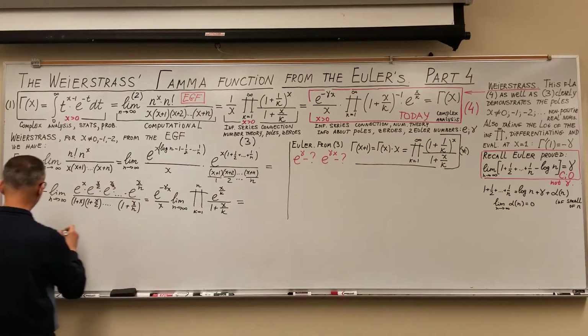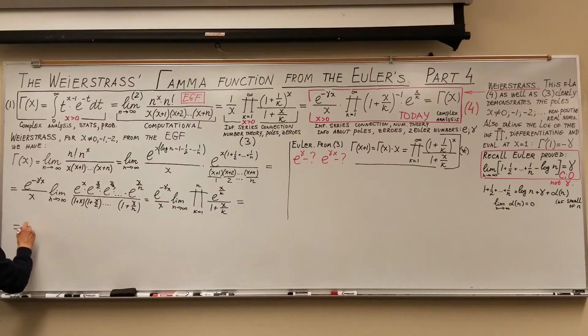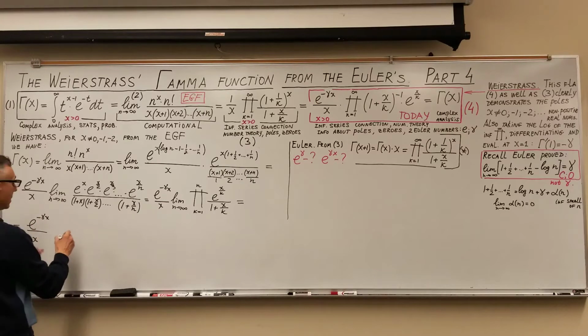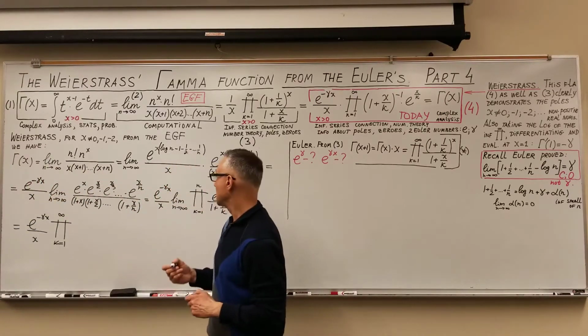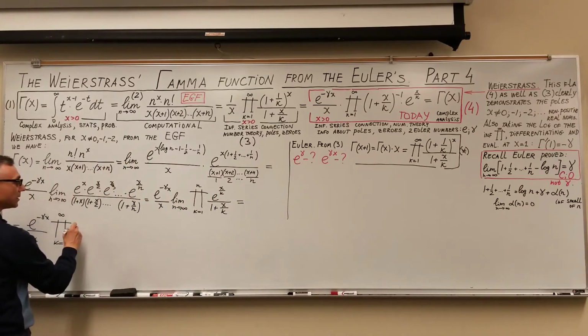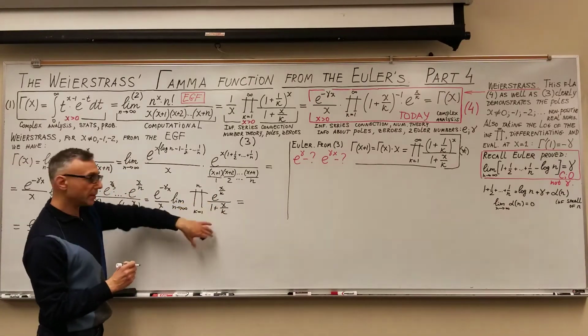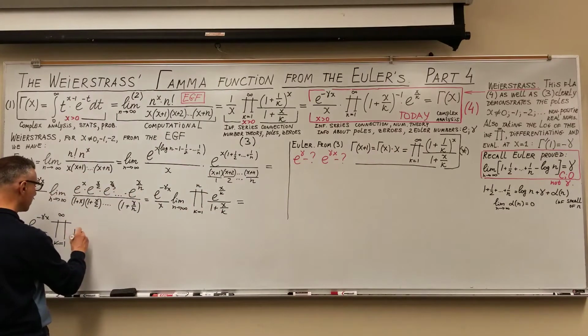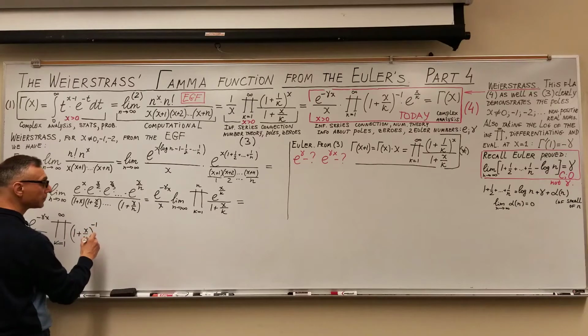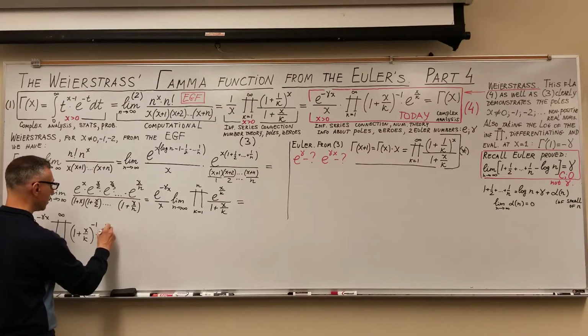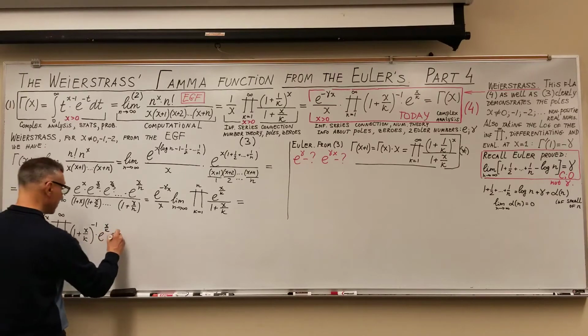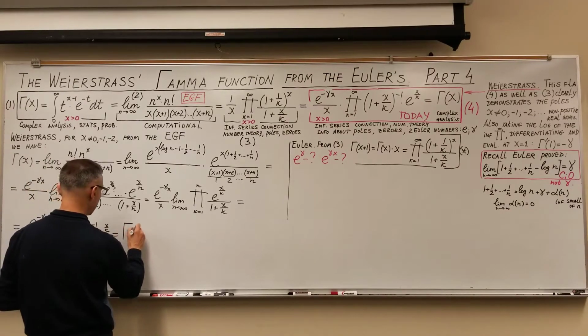So exactly, it's equal to e to the minus gamma x over x. In the infinite product, now k runs from 1 to infinity. I hope that's clear. And my general term is, I can just rewrite my denominator up top, negative power: (1 plus x over k) to the power minus 1, e to the power x over k. And this is equal to actually a gamma of x.